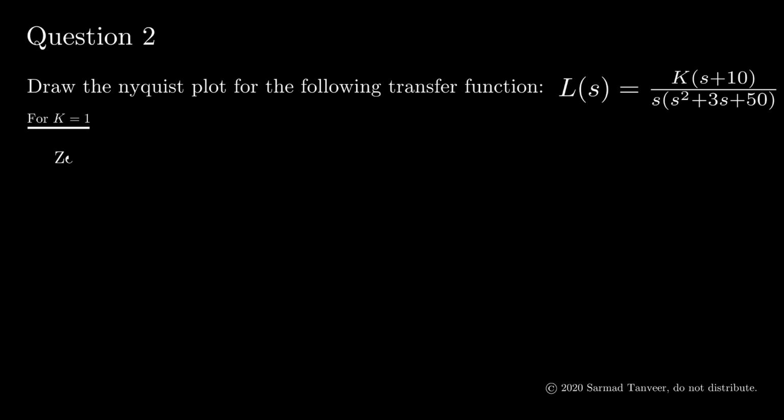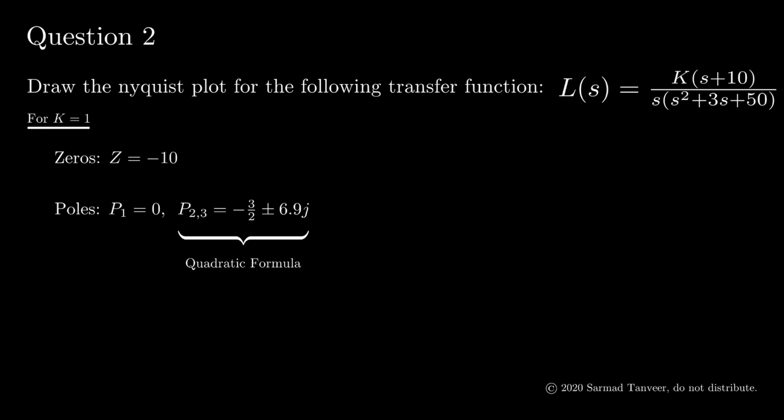We have a sole zero at z equals minus 10 from the numerator, and we have 3 poles from the denominator. The first is at 0. The second and third are complex conjugate pairs obtained by using the quadratic formula. They have a value of negative 3 over 2 plus or minus 6.9j, and we can draw these poles and zeros on the s-plane to get started with our Nyquist plot.